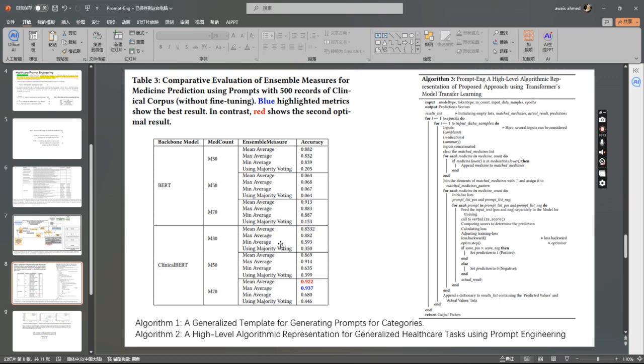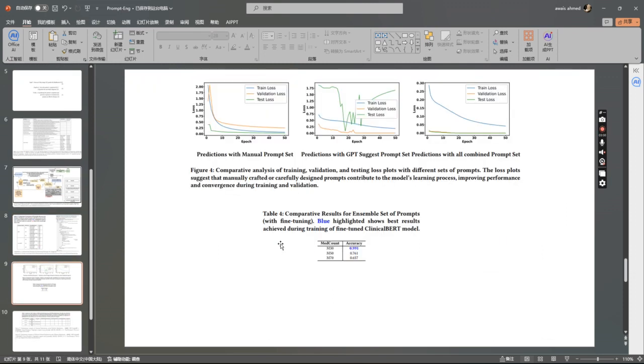Table 3 presents a comparative evaluation of ensemble measures for medicine prediction utilizing the prompts with 500 records from the clinical corpus without fine-tuning, where blue highlights the best results and red highlights the second best result. We then fine-tune, based on Algorithm 3 which is presented, and we further get the results. Table 4 presents the fine-tuned results, and blue highlights show the best results, where we utilize the medicine set of 30, medicine set of 50, and medicine set of 70.